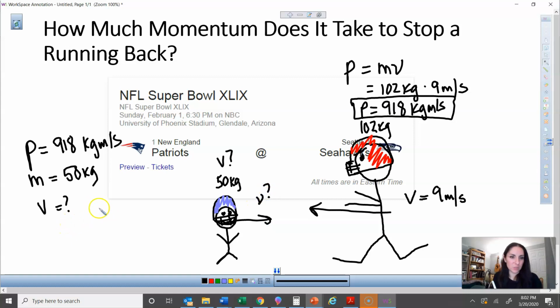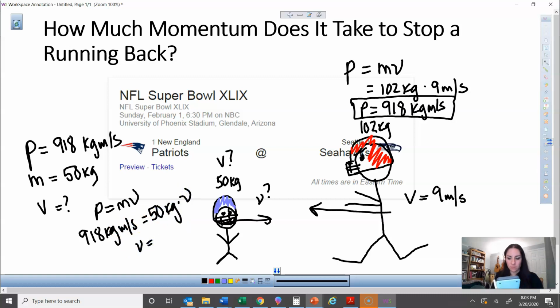Well, we would set this up just like we did. Momentum is mv, so 918 kilogram meters per second is equal to 50 kilograms times v. If I solve for v, I would have to go 18.36 meters per second just to stop this running back. Now, just for funsies, I would have to go 41.2 miles per hour. Basically, I'd have to go as fast as a car just to stop him.